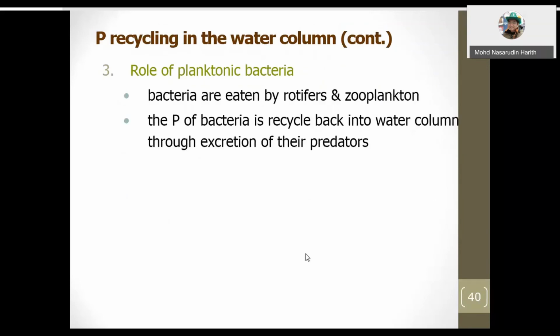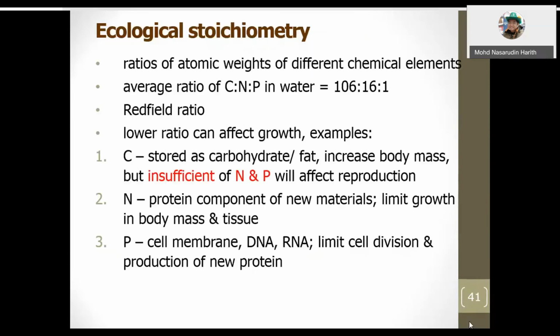There is also a role of planktonic bacteria in phosphorus recycling in the water column. Bacteria are eaten by rotifers and zooplankton. And then the phosphorus of bacteria is recycled back into the water column through excretion by their predators.